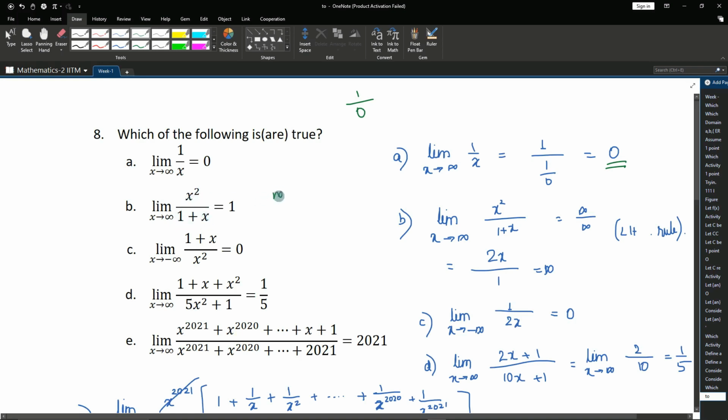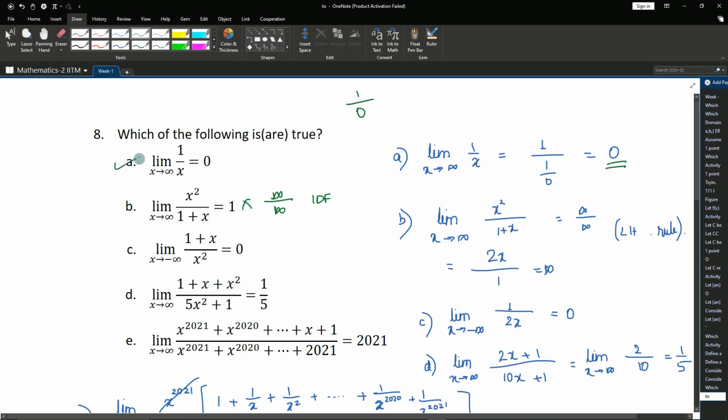So the second option, again, x square divided by 1 plus x. If we directly substitute infinity, we'll have infinity by infinity form, right? So this is an indeterminate form. So we cannot divide infinity by infinity. We can use a simple rule called L'Hospital's rule. We can differentiate the numerator as well as the denominator independently. The differentiation of x square is 2x. The differentiation of 1 plus x is 1. So now if we substitute infinity, the answer we'll get is infinity, right? What they've given is 1. So the second option is wrong.